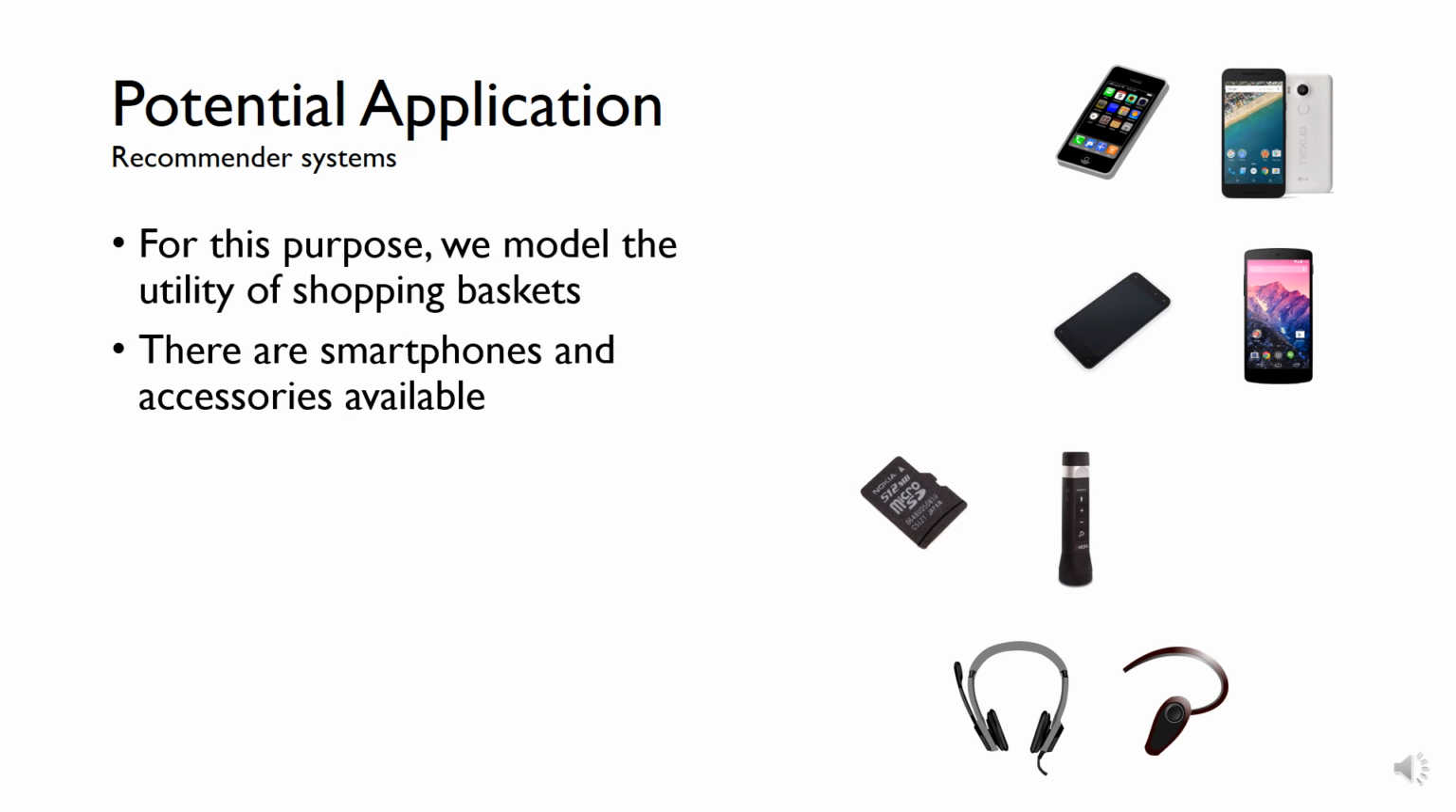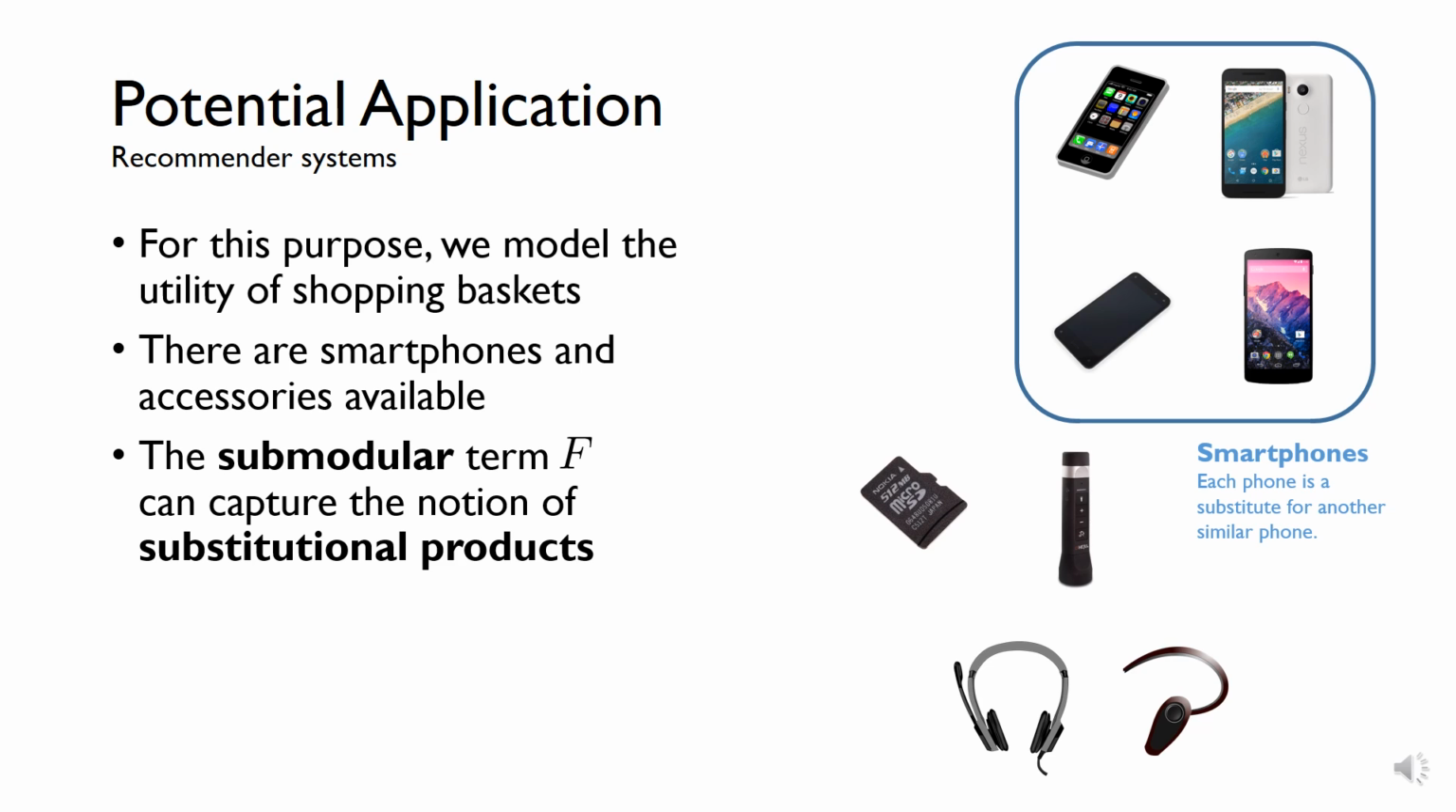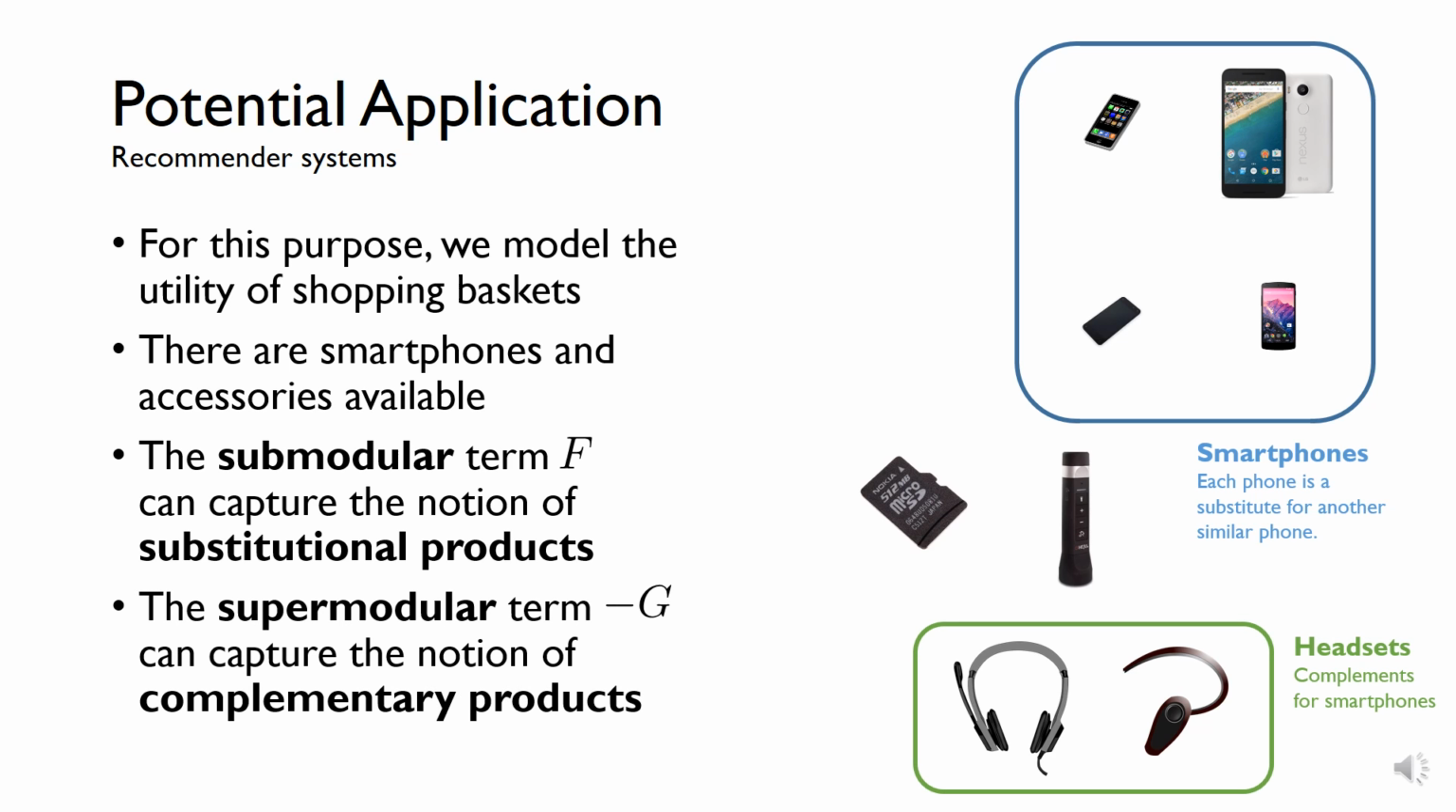In this setting, the submodular term of our model f can capture the notion of substitutional products. That is, when different items share the same characteristics. In our example, every smartphone is a substitute for every other smartphone, so that when the user has already selected a smartphone in her basket, the model will put a lower probability on all other items that have similar properties. The negative submodular term, that is a supermodular term in our model, minus g, can capture the notion of complementary products. For example, after a user has selected a smartphone, the probabilities of all suitable accessories, for example headphones, will be increased.